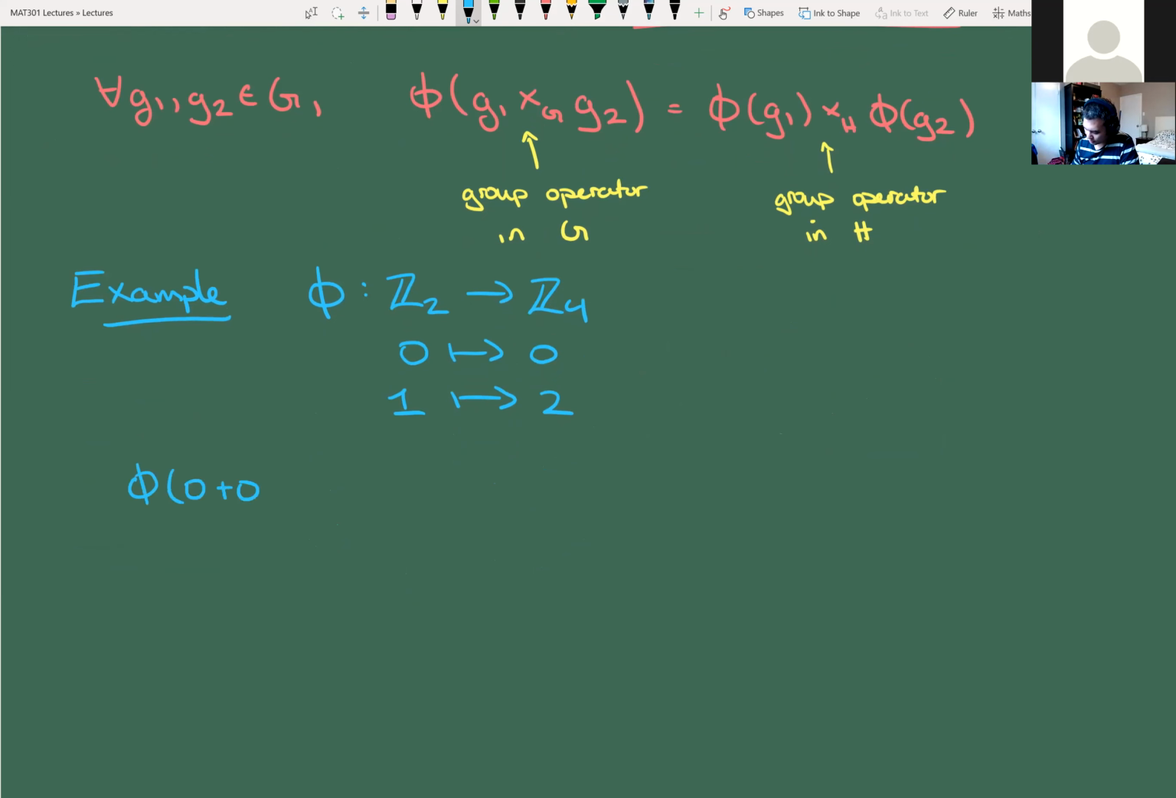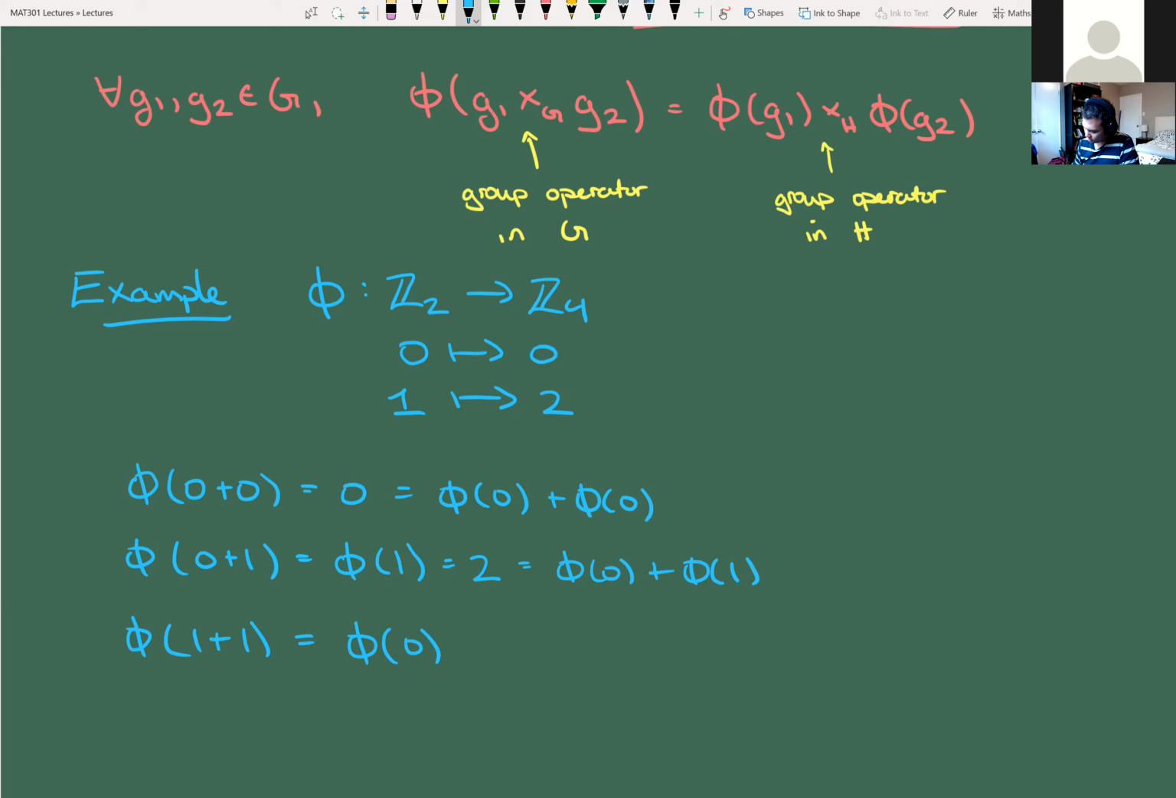We could do phi of 0 plus 0. That's equal to 0, which is in fact phi of 0 plus phi of 0. The group is abelian, so if I want to check 0 plus 1, I only have to do it one time. That's going to be phi of 1, which is equal to 2. Is that equal to phi of 0 plus phi of 1? Yes, it is, because that's 0 plus phi of 1. And now the interesting one, phi of 1 plus 1, that's equal to phi of 0, which is equal to 0. Is that equal to phi of 1 plus phi of 1? Well, yes, it is.